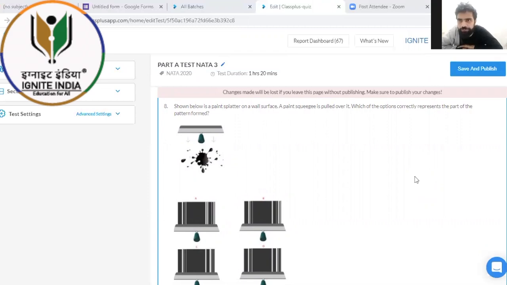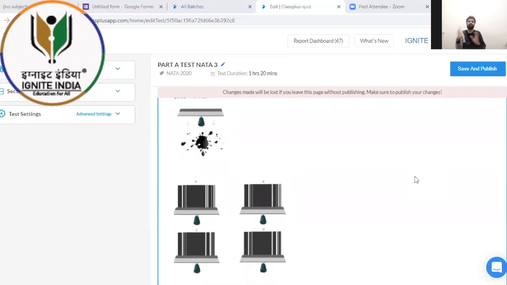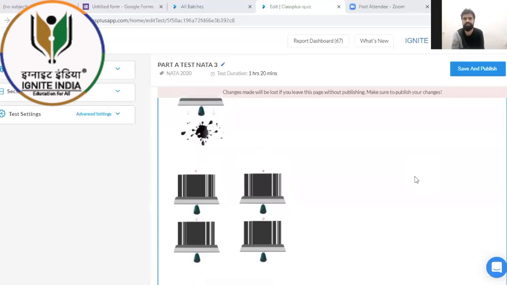which of the options correctly represents the pattern formed. So once this color which is on a wall goes, which one is correct? So keep your focus on this question and then find out which one is the right answer. Very interesting question. It may need some time, but it raises your question level, so that you need to practice at such a level so easily you can crack the exams and exam pattern.